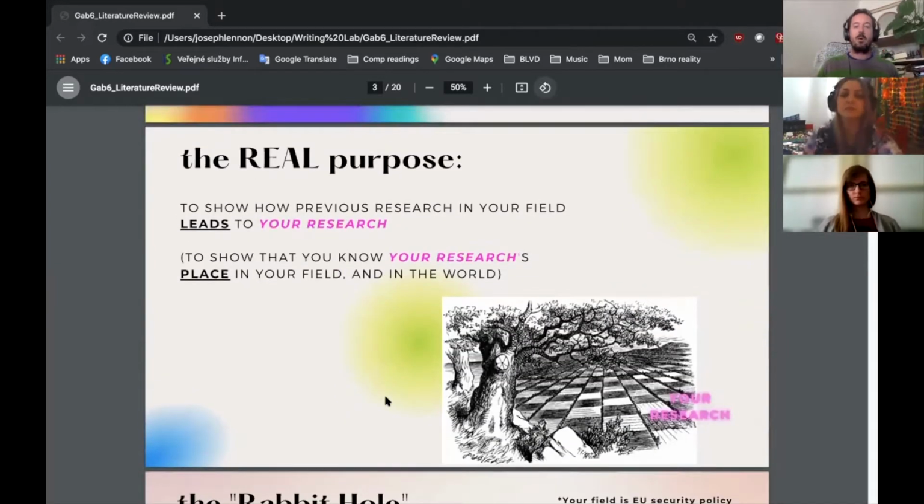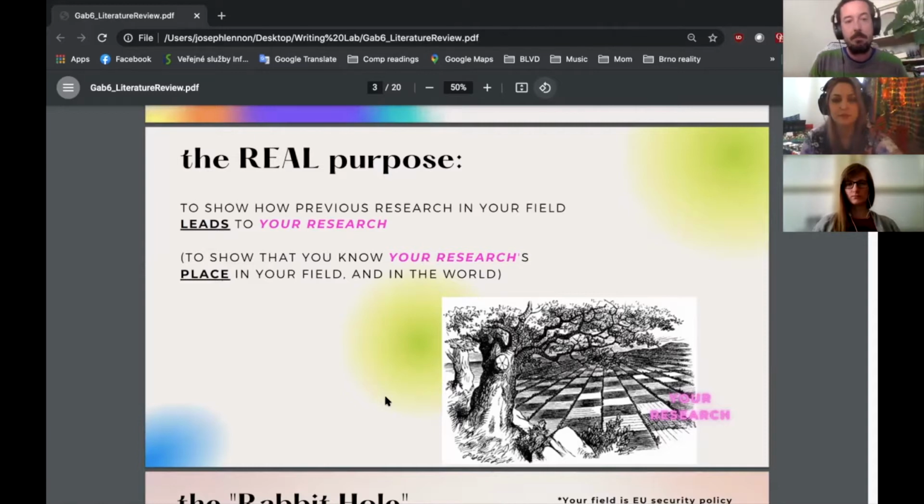And that's to show how the previous research in your field leads to your research. Another way to say that is to show that you know the place of your research in your field, and I would say even in the world. Because remember, even though you're only writing a thesis or a dissertation right now, you think, oh, I'm only writing this to get to my master's degree or my PhD. But you should remember that people are going to read this, maybe, possibly, hopefully, and you're going to read this later as a text, unconnected to this particular goal that you have in your life.